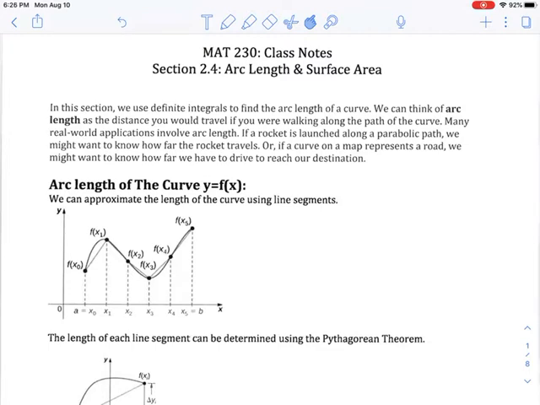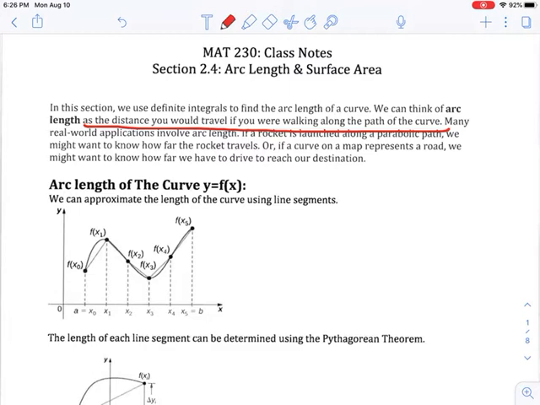So in this video, we're going to be taking a look at arc length. Arc length, as it says here, can be interpreted as the distance you would travel if you were walking along the path of a curve. All right, so that's pretty straightforward. It's the length of the curve.